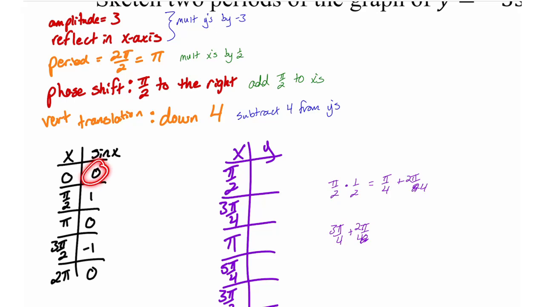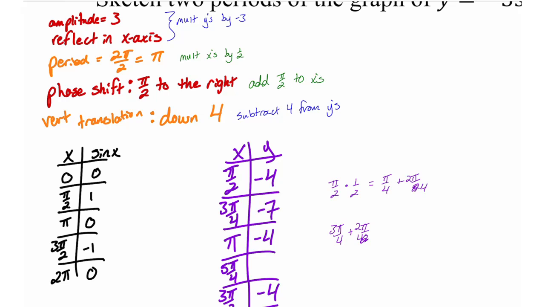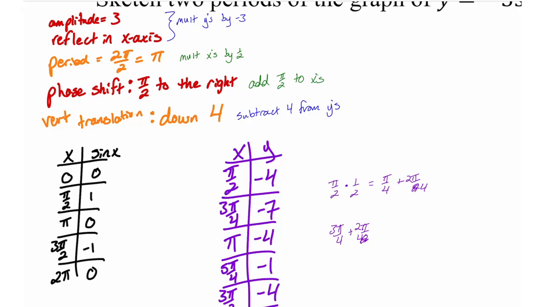So starting with 0, and another nice thing, again, is these three are identical, so we only have to do it once. So 0 times -3, of course, is 0. Subtract 4, -4. So we'll have -4 here, and here, and here. Then 1 times -3 is -3, minus 4, that's -7. And finally, -1 times -3 is +3, minus 4 is -1. All right, so there's my t-table.